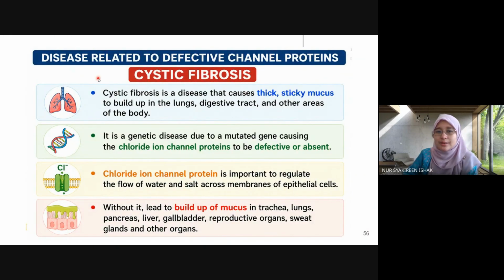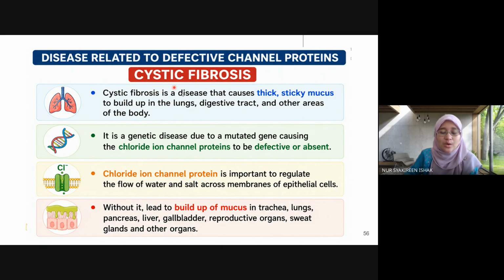Okay, so next we have this disease, cystic fibrosis. Cystic fibrosis is a type of genetic disorder. It is genetically inherited. It is a disease that causes thick, sticky mucus to build up in the lungs, digestive tract, and other areas of the body. This is the feature of the disease.